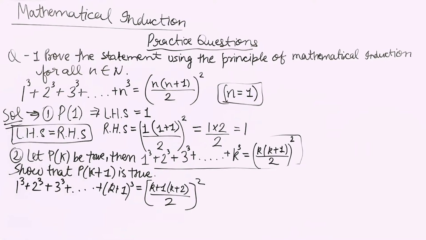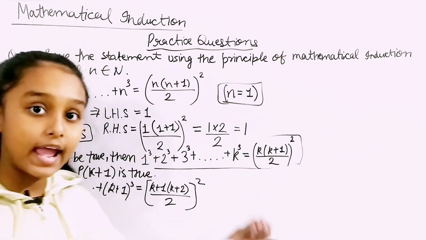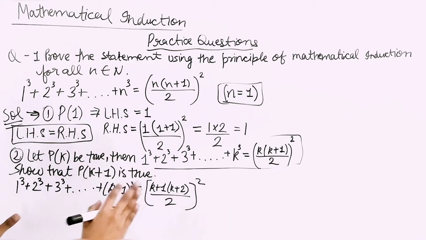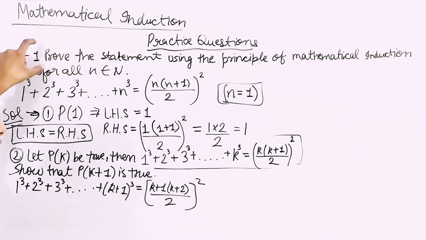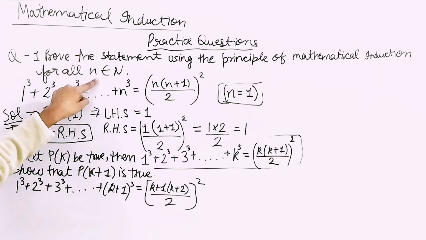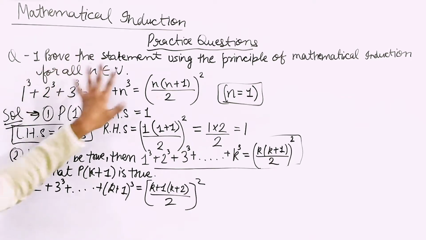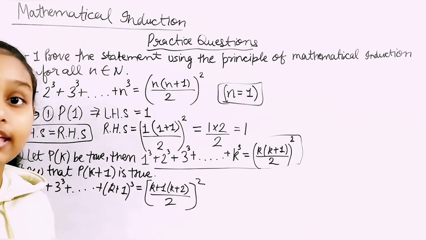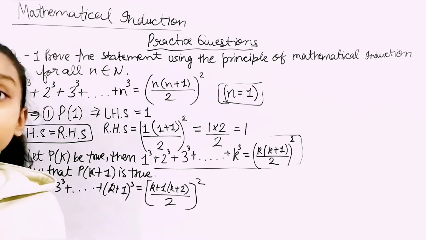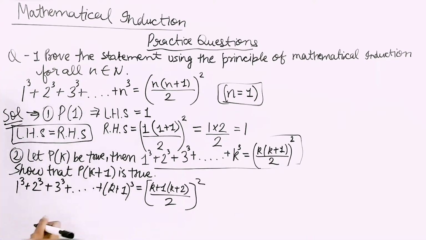So we're just going to have a look at the LHS and the RHS. That's it, nothing else. What exactly we're doing is proving that this n is true for all the natural numbers. Okay, so they all belong to the natural numbers. That's it. So let's have a look at the LHS.